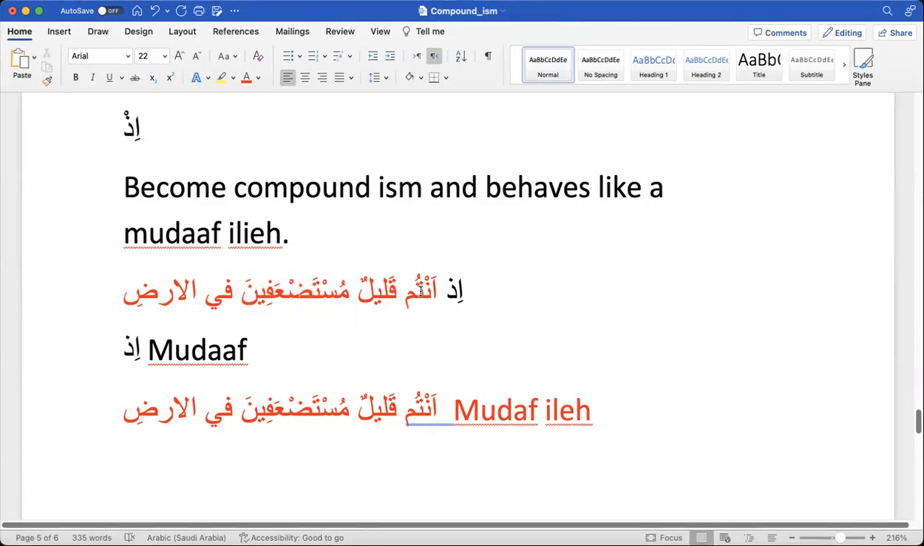So if you see, antum is a mubtada, qalilun is a khabar, okay, and then fil ard is mutalliq bil khabar. Now, qalilun means small in number, and mustazafina means weakened, weak, okay, correct? And fil ardi, you know what is fil ard. Okay, how will you translate this whole sentence now?